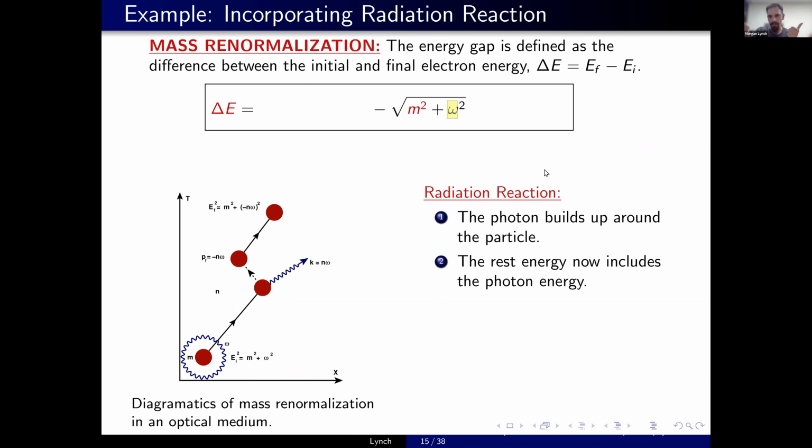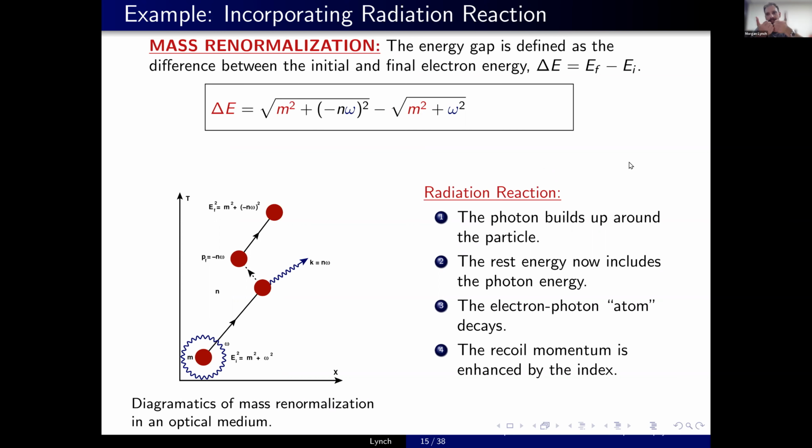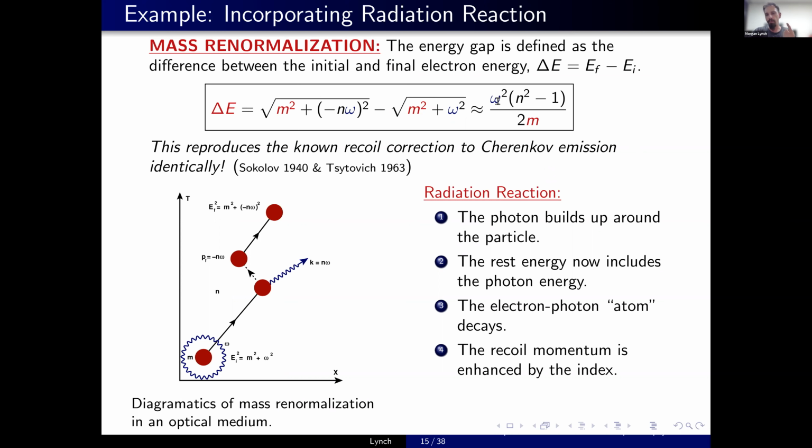This thing then decays like an atom, and it has a kick, a recoil, which gets enhanced by the index of refraction, the momentum enhancer from the index of refraction. The difference between the initial energy and the mass-renormalized final energy with the recoil kick gives us a recoil kinetic energy with that momentum enhancement produced by the mass renormalization. This is the recoil correction to Cherenkov radiation. It was originally worked out by Sokolov, the mass renormalization by Sitenko. And so if we incorporate this term in the energy gap, we get the recoil correction to Cherenkov radiation.